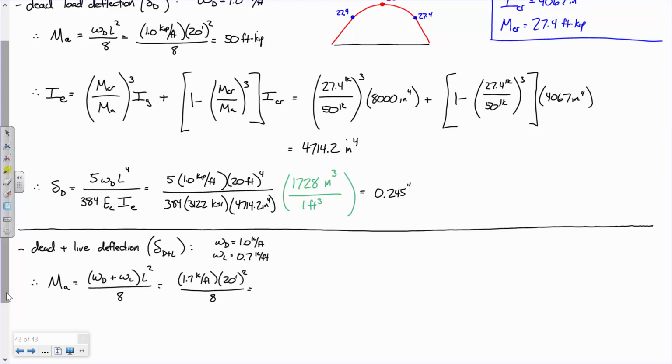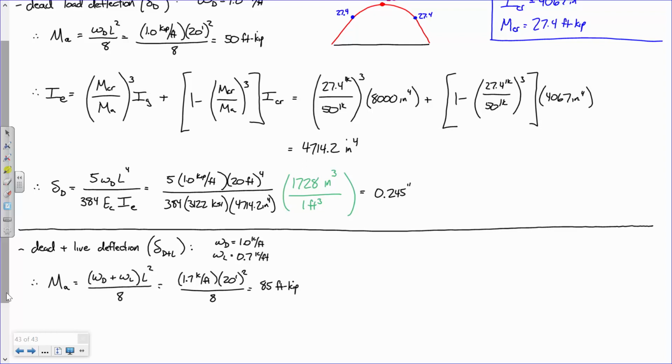$85 foot kips. Do I have a second on that? Okay. Now, I want everybody to put their thinking caps on for this one. Look what happened here. Our applied moment is 85 foot kips. Is that larger than it was for just dead load? Yeah. We only had 50 foot kips of moment for dead load, but when we threw the live load on there, we got a little bit more.